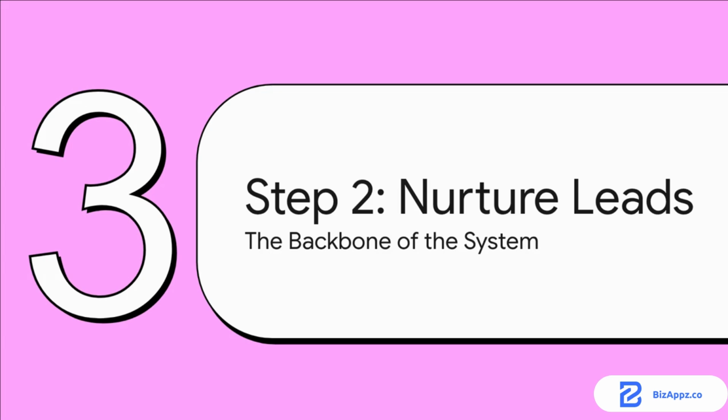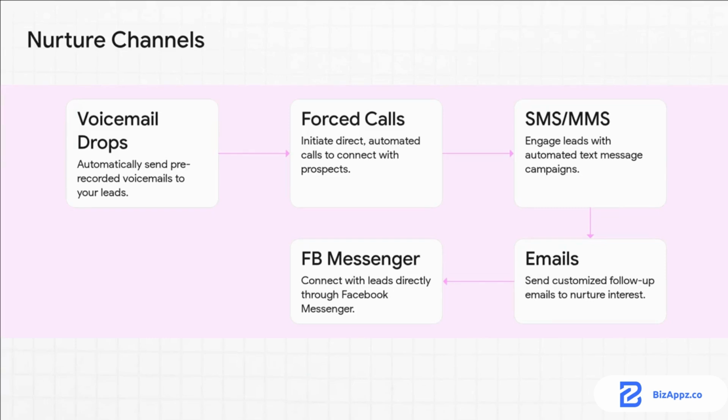GoHighLevel actually calls this automated follow-up the real backbone of their entire platform. Their whole philosophy on nurturing is about hitting people from multiple channels. And this is where that all-in-one thing starts to feel pretty powerful. Because instead of just sending automated emails, the system can fire off text messages, it can do voicemail drops, and it can even start conversations on Facebook Messenger. You're basically keeping that lead warm from every possible angle.